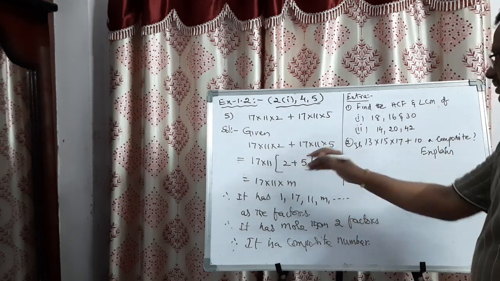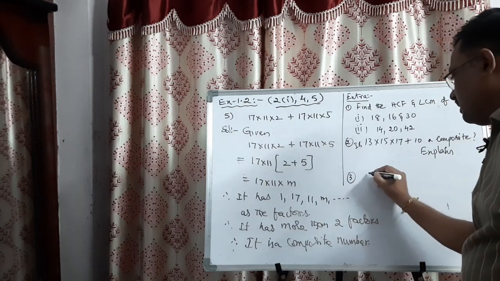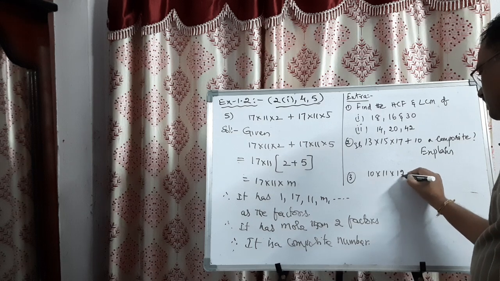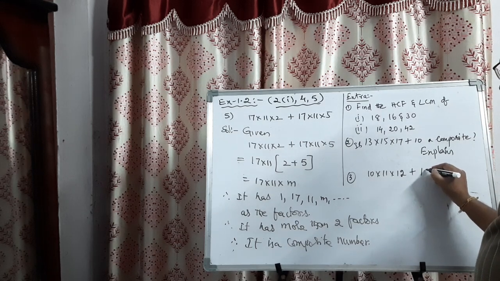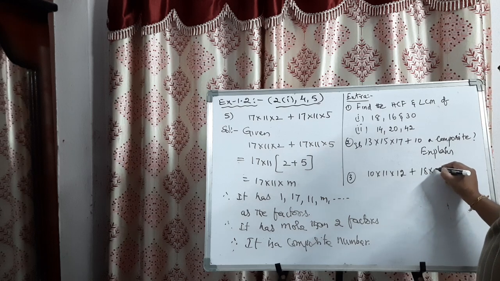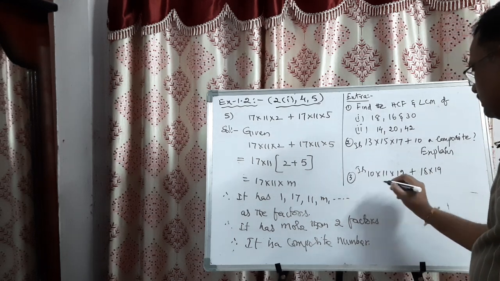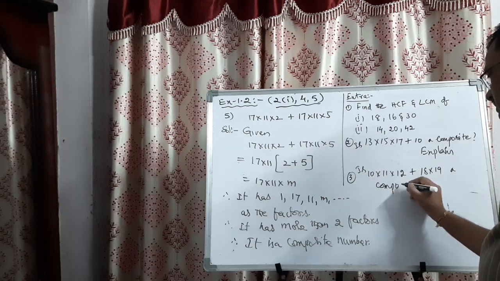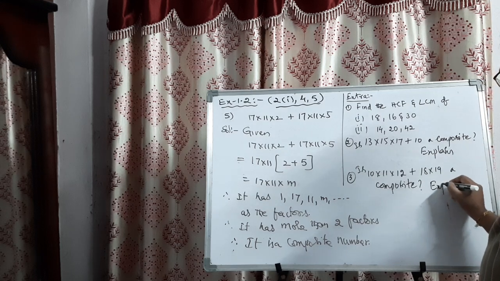One more question, the third one: 10 into 11 into 12 plus 18 into 19. Is this a composite? Explain.